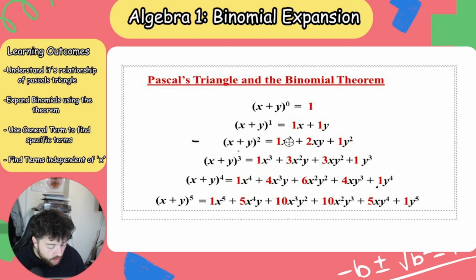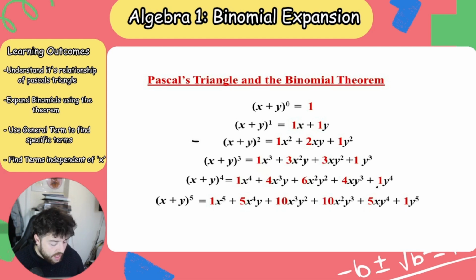x plus y all squared gives me 1x squared plus 2xy plus 1y squared. Now x plus y to the power of 3 is equal to 1x cubed, 3x squared y, 3xy squared, y cubed. Okay, it's getting a bit complicated now.